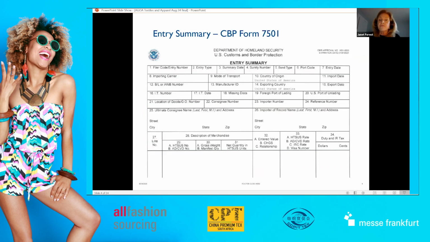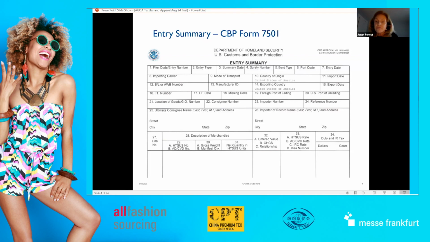Here's a copy of the 7501 entry summary form. And you'll see that there's a lot of information that needs to be filled in on the top regarding dates and importing carrier, etc. The important thing to keep in mind is that starting with line 27, the merchandise has to be very specifically described under number 28. And it has to include the HS number from the US tariff schedule, the gross weight, and the net quantity. Usually for textiles and apparel, it will be units.